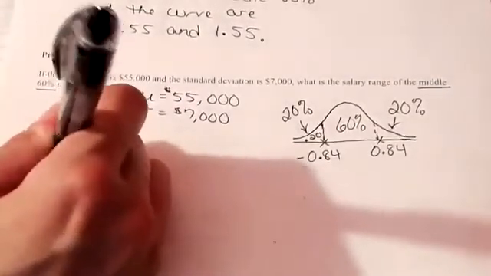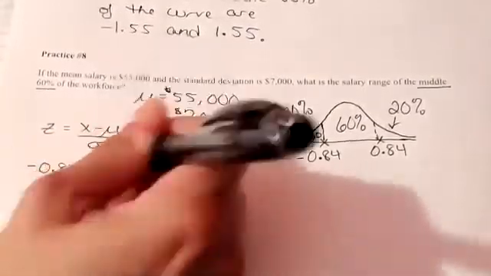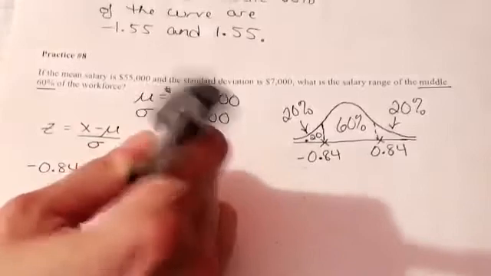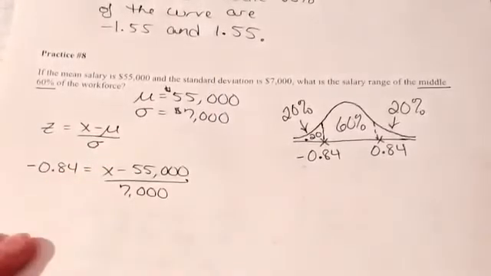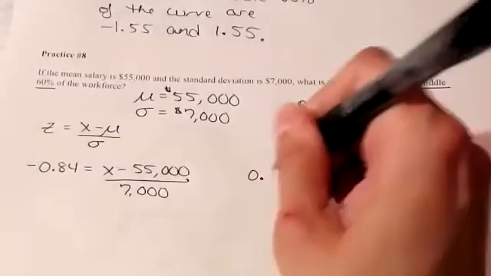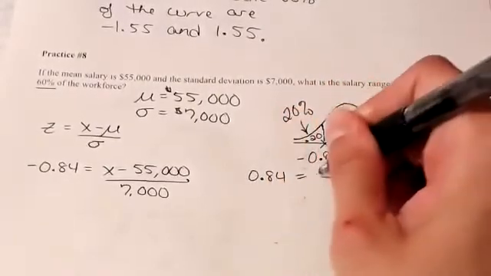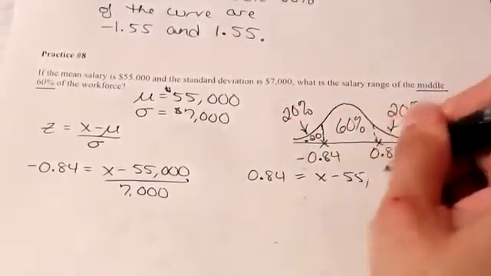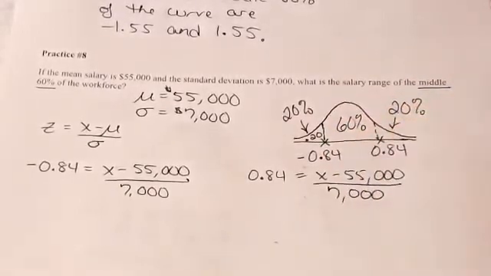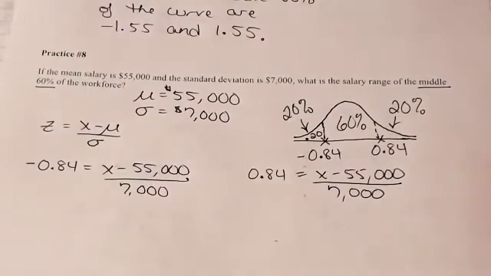Negative 0.84 is equal to x minus 55,000 over 7,000. And again, the reason we're doing this is because we need to find the actual salaries, not just the z-scores. We're going to solve this equation along with positive 0.84 is equal to x minus 55,000 divided by 7,000. We're going to go ahead and do the math.